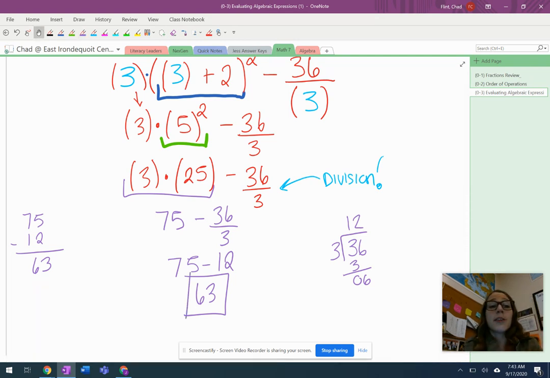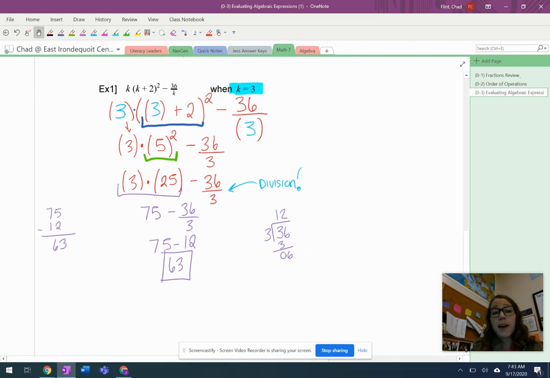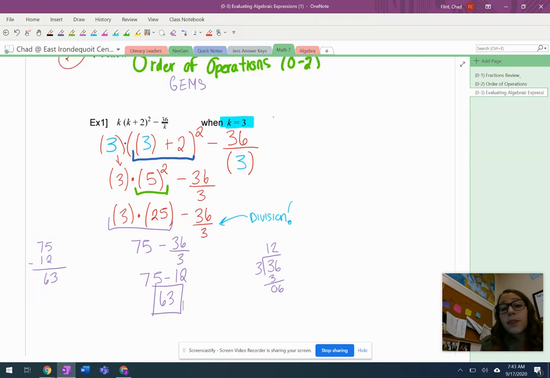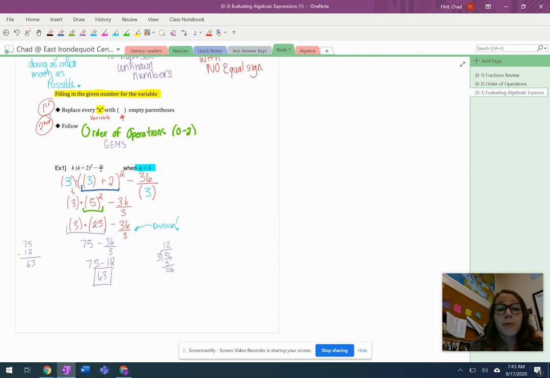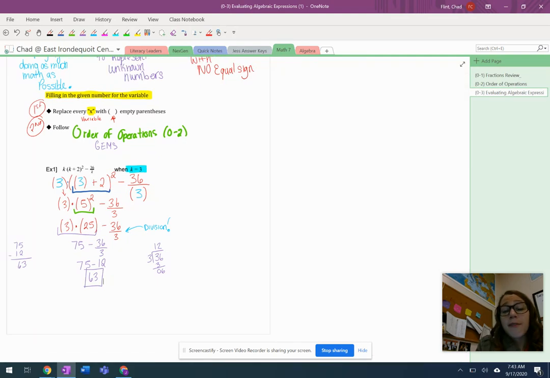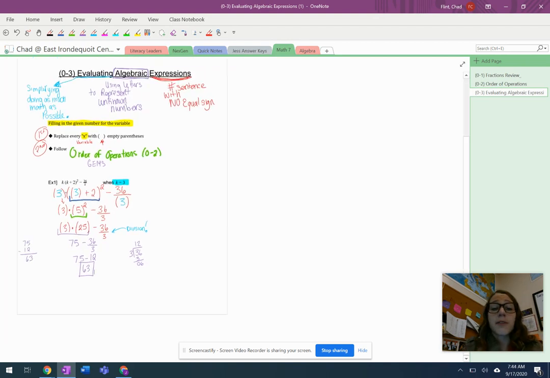Notice we evaluated, we simplified that expression all the way down to one single number. And we did that using what they gave us for the variable, that k equals 3. So for your homework, you're doing the same kind of process. Replace every x or every variable with those parentheses and then fill in that number that they gave you. As always, email me if you have any questions.